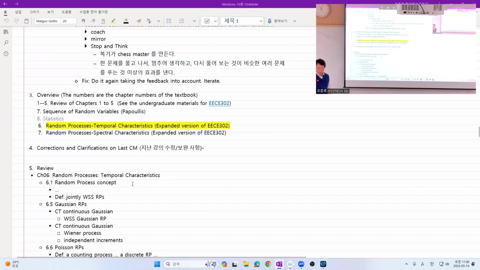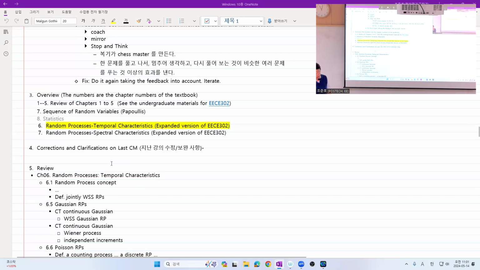We are covering chapter 6 of Peebles, but a lot of parts are augmented from our graduate textbooks. So you may say that it's in between undergraduate and graduate level material. Especially we are studying the temporal characterization related random processes part. I hope we can also cover this frequency domain characterization of random processes part.